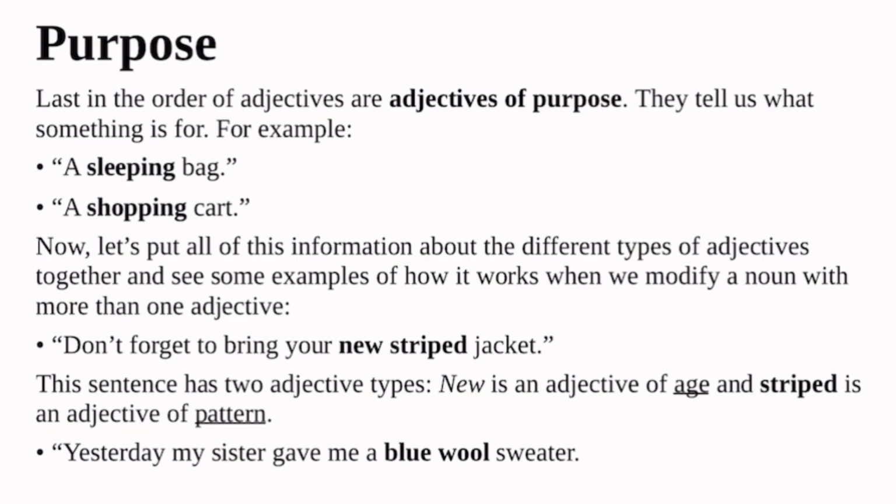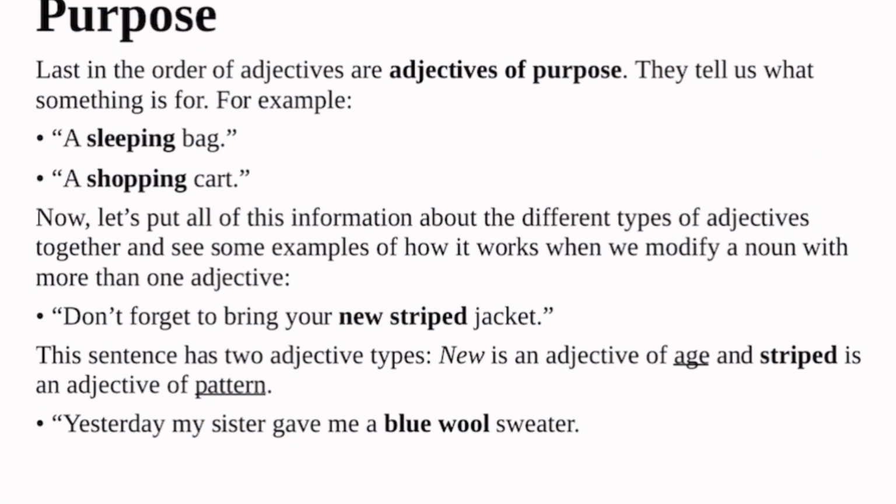Now, let's put all of this information about different types of adjectives together and see some examples of how it works when we modify a noun with more than one adjective. Don't forget to bring your new striped jacket. So this sentence has two adjectives, new and striped. How do we know that striped is supposed to come after new? New is adjective of age, while striped is adjective of pattern.